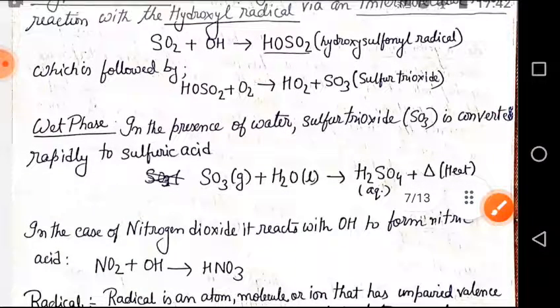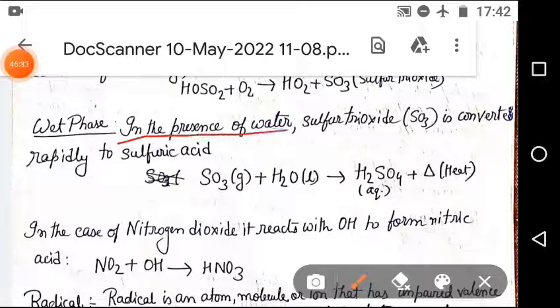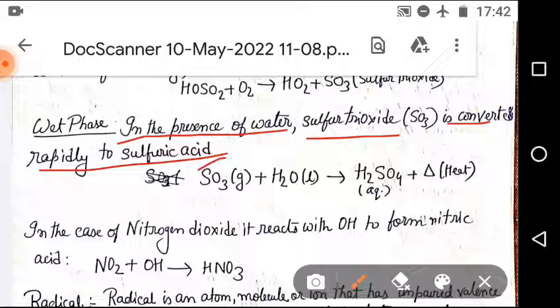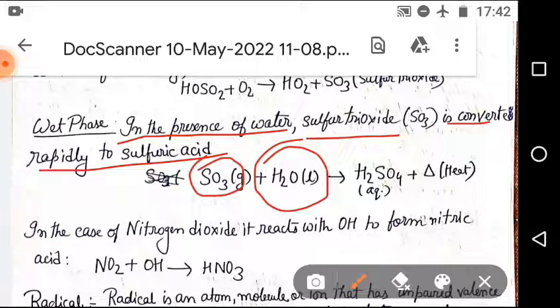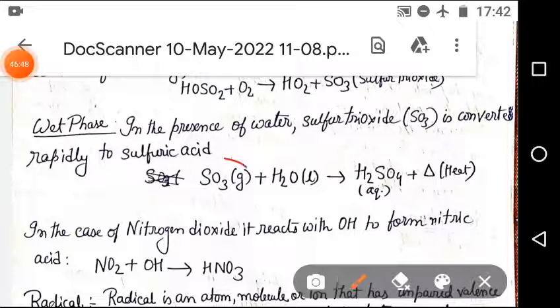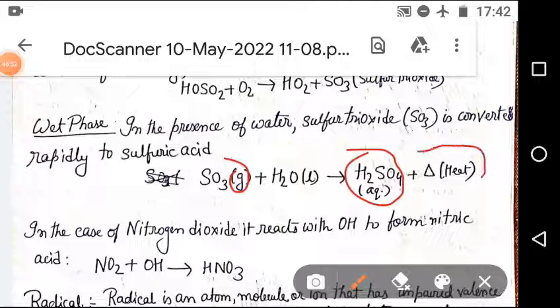So in the presence of water, sulfur trioxide, or SO3, which we get from the previous reaction, is converted to sulfuric acid. You can see sulfur trioxide reacts with the water. H2O(l) means liquid phase and (g) means gaseous phase. They react to form acid and also liberate heat. That means it is an exothermic reaction.